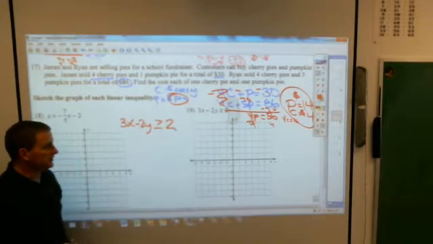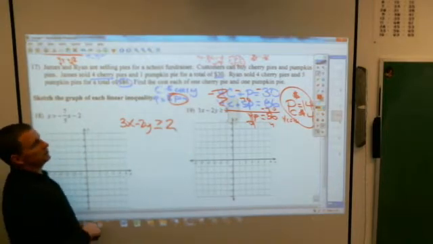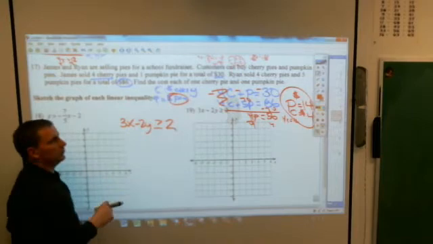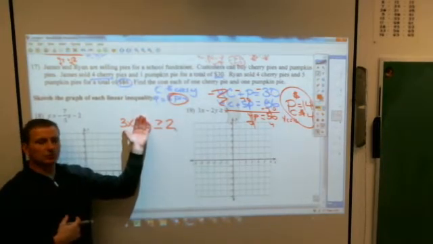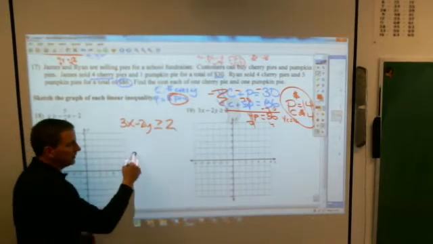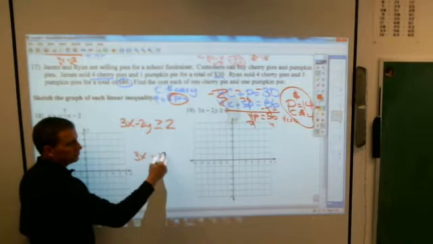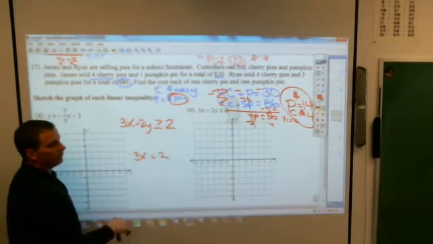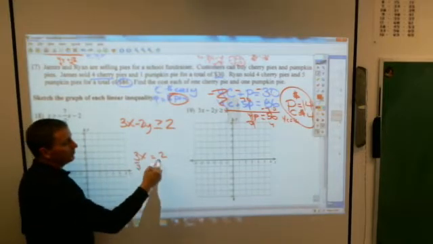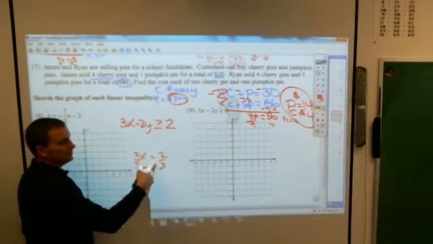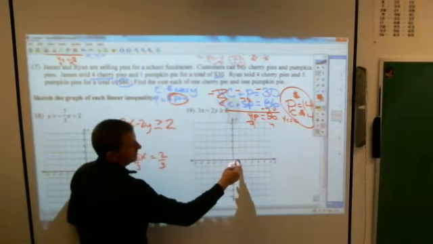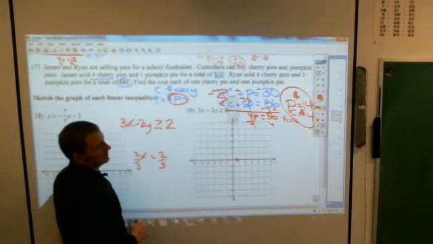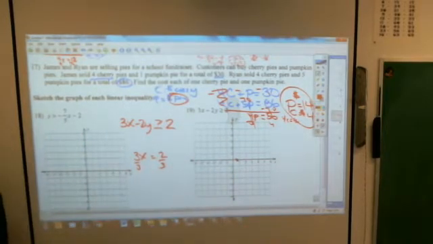So here is all it is. Where is it going to cross the x-axis? If I cross off the negative 2y and I have 3x into 2, it's not easy. It ends up being a fraction. 3x equals 2. If I solve that for x, I divide by 3, I divide by 3. The x-intercept is 2/3. Not pleasant, but there it is, 2/3. 2/3 of the way there.